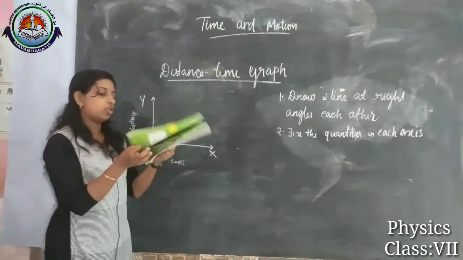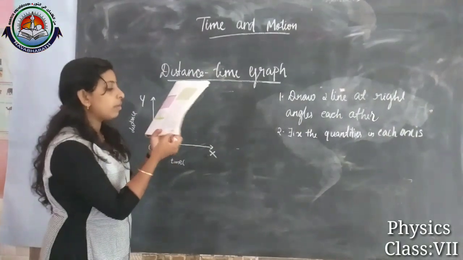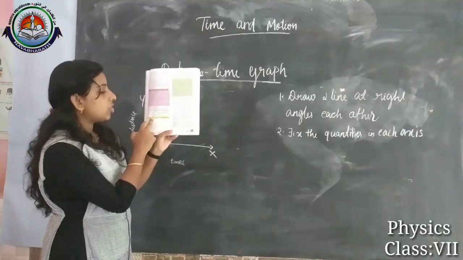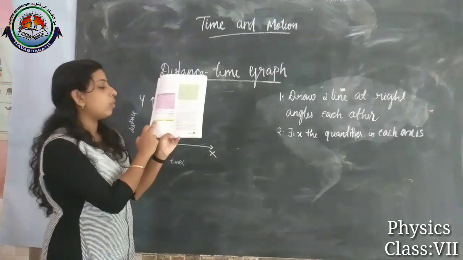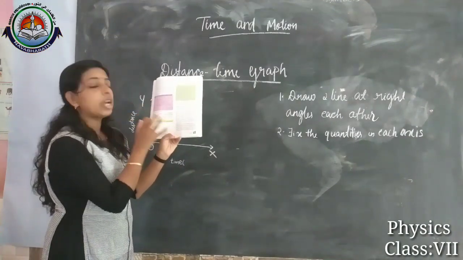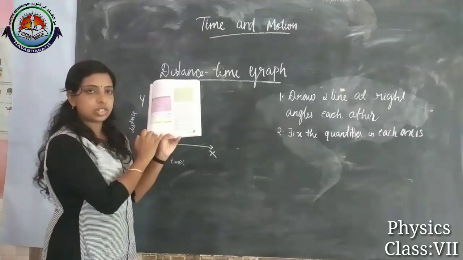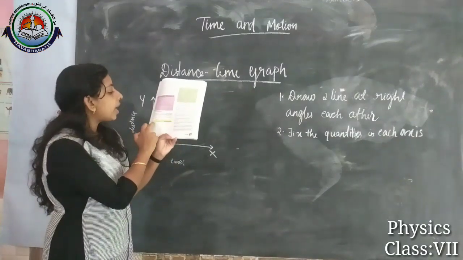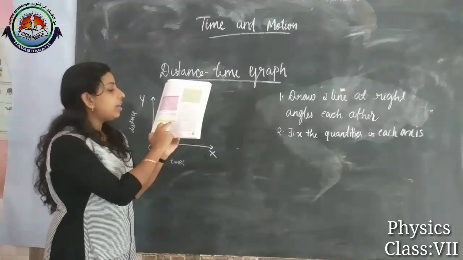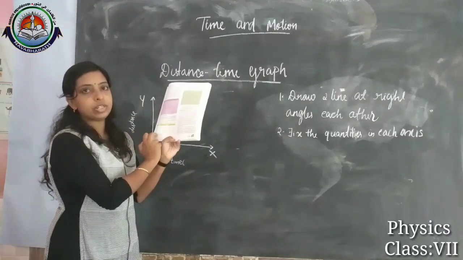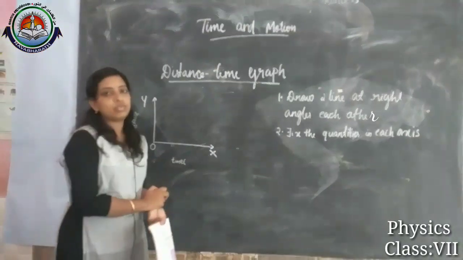So in your textbook you can see that page number 135, here one table is there, table 13.1. We are drawing the distance time graph on the basis of this table. Okay, here this time is given in minute and distance is given in kilometer. So the same unit we can write here.